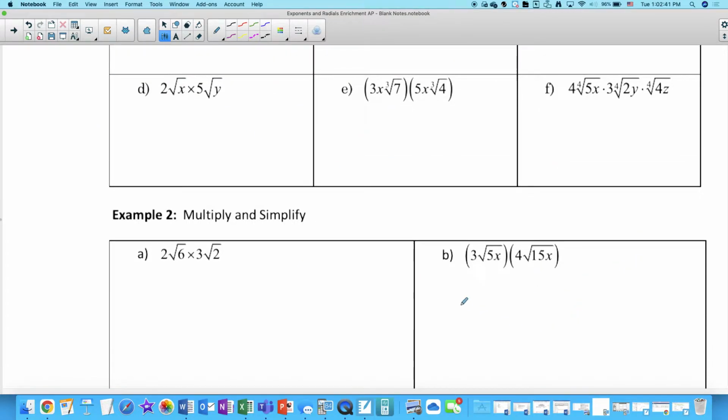Okay? So here we're looking at 2 root x times 5 root y. So we multiply the outside together. 2 times 5 is 10. And we're looking at the square root of xy.